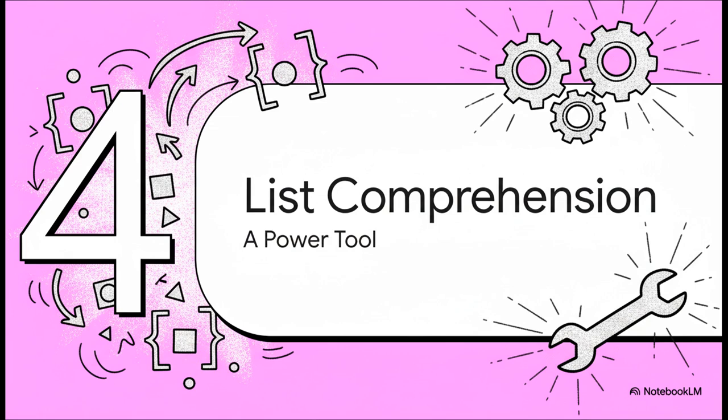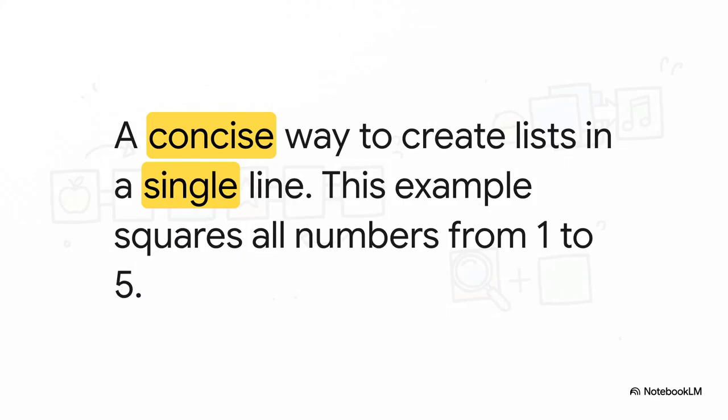All right, you ready to level up? Because this next technique, list comprehension, is one of the most powerful and, let's be honest, one of the coolest ways to create lists. It's a true power tool for your collection. Just look at this thing. Instead of writing a whole multi-line for loop, we can do it all in one clean, elegant line.